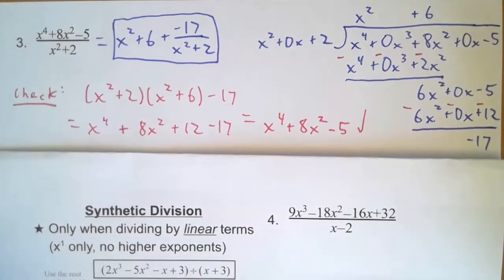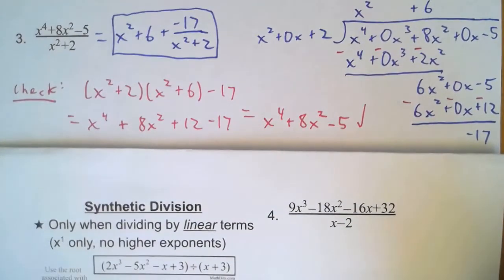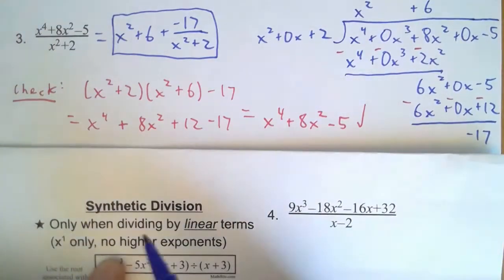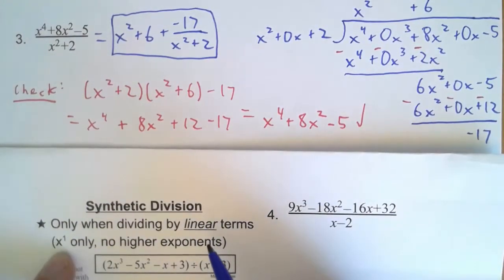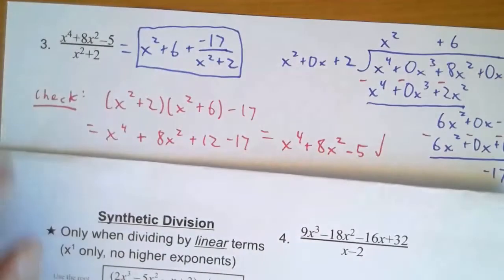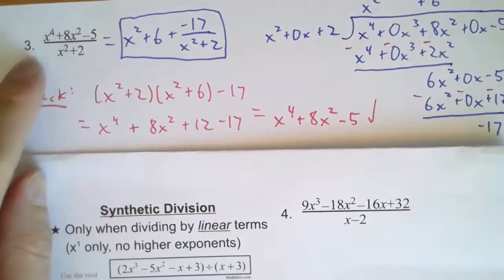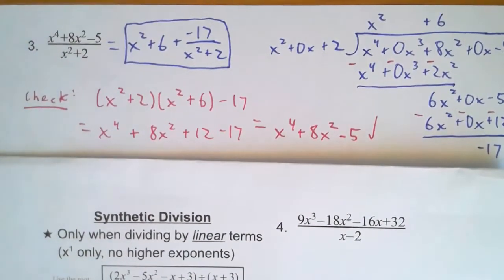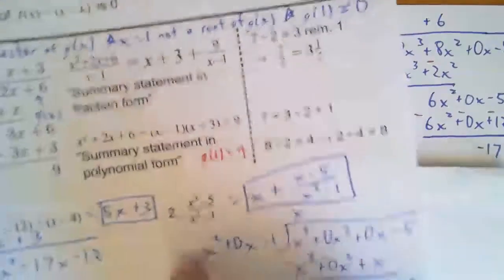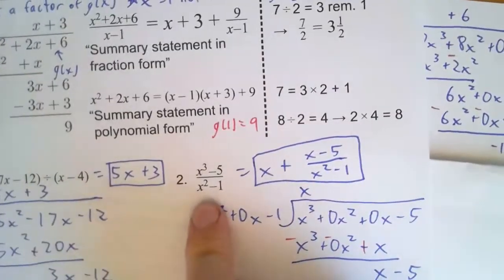All right, so that was polynomial long division. It can take a little while. There's a shortcut for some of these division problems called synthetic division. Okay, it's just a quicker way to divide. Now, it only works, though, when we're dividing by linear terms, when we're dividing by something that only has x to the first in it. So this one right here, you could not have used synthetic division for. Let's see here. What about number 2? Could we use synthetic division on that one?